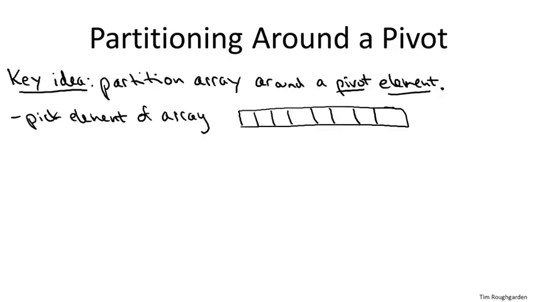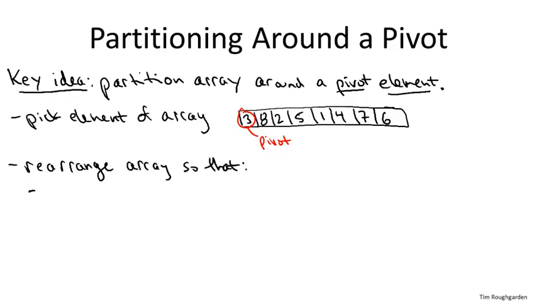So for example, in the input array that I mentioned on the previous slide, we could just use 3 as the pivot element. After you've chosen a pivot element, you then rearrange the array. And you rearrange it so that all the elements which come to the left of the pivot element are less than the pivot, and all the elements which come after the pivot element are greater than the pivot.